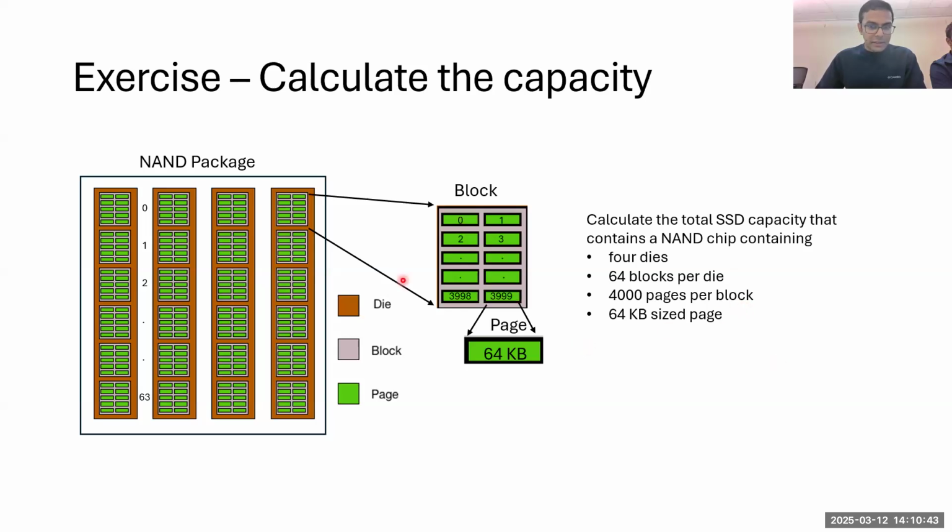So let's take a small exercise, and let's say we have to find the capacity of this SSD shown on the left here. This SSD has 1 NAND package, and it has 4 dies as shown here. And you can see that a single die has 64 blocks. So you can imagine this as a die containing 64 blocks. Each block here contains 4,000 pages, as shown here, numbered 0 through 3999. And let's say each page here is 64 kilobytes, and you can store 64 kilobytes of data in a page. So how would you calculate the total storage on this solid state drive?